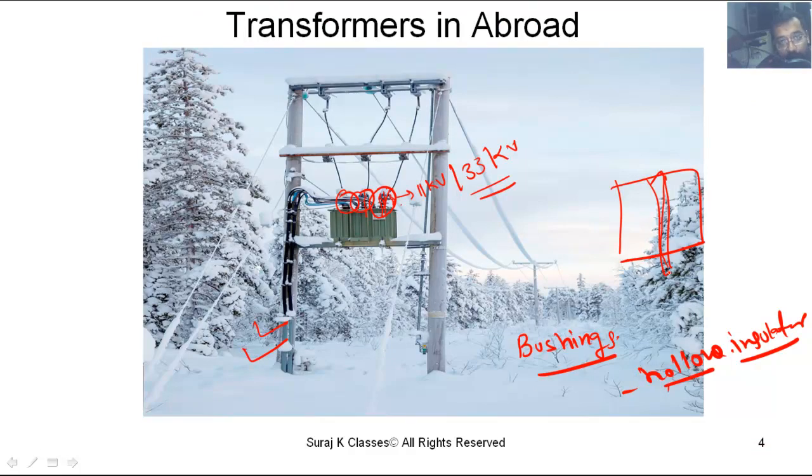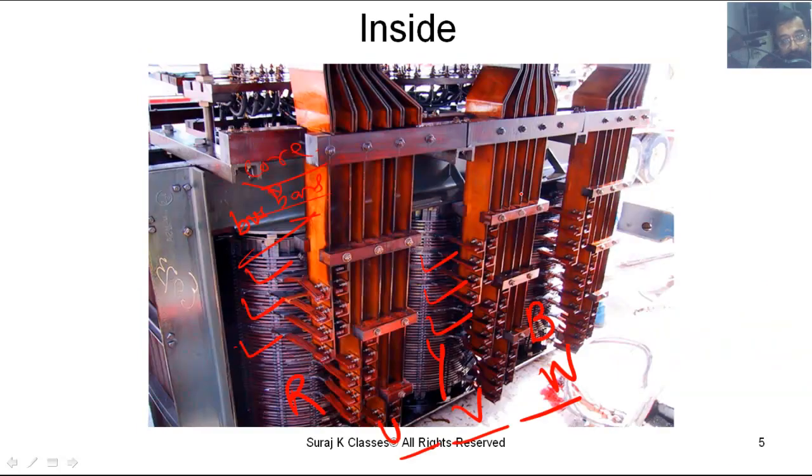I also explained how the transformer abroad looks, and what these bushings are. This is already covered in slide number 4, how these bushings are and why they are called hollow insulators. Now in slide number 5, I showed you the inside view of the transformer, how these windings are insulated. See, this is insulated with some paper.